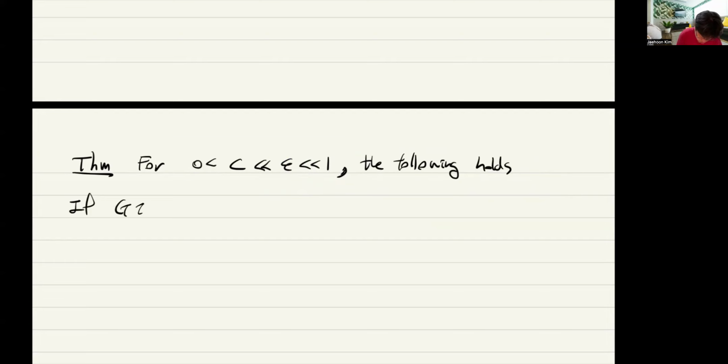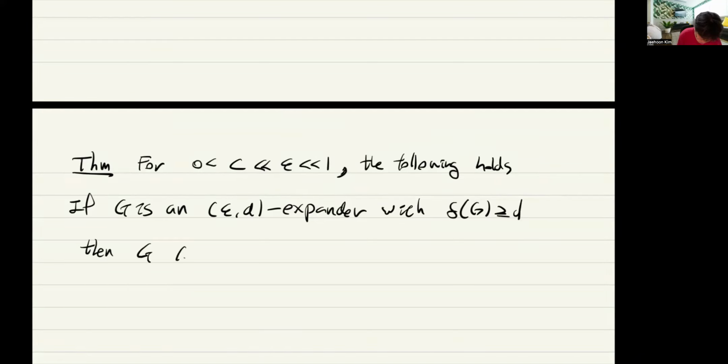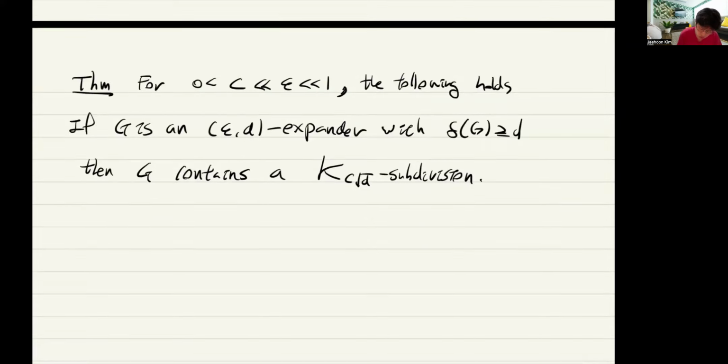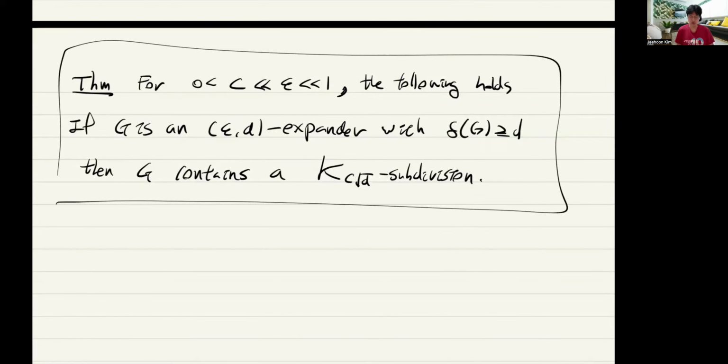If G is an epsilon, say D expander with a minimum degree at least D, then G contains a K times C square root of D subdivision. So this will be sufficient for our purpose.